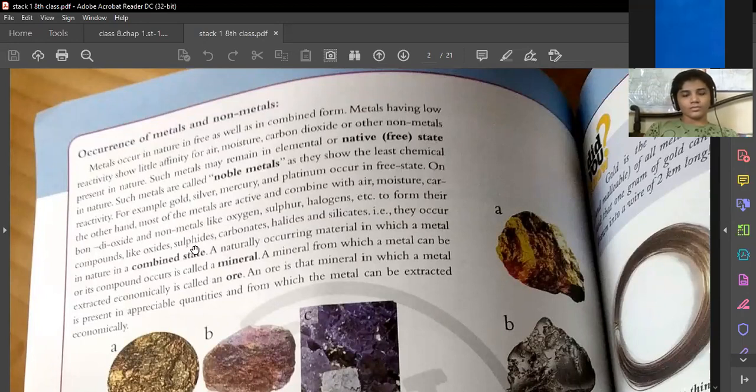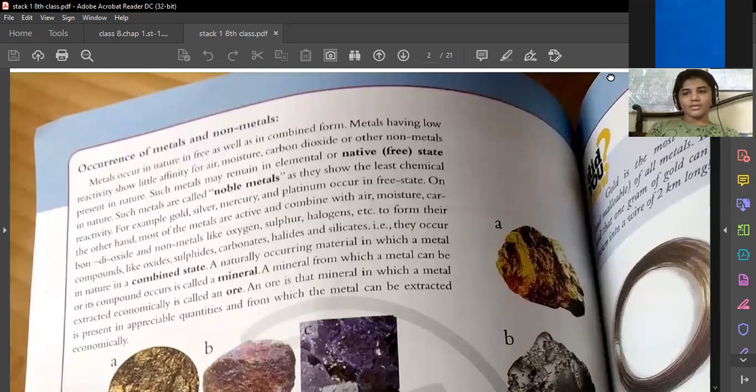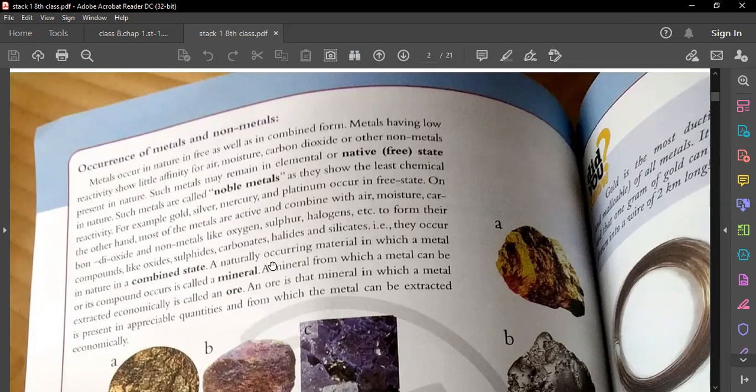Then what is the other name for the free state elements? Noble gases? Not noble gases, they are the noble metals. Noble gases are different. You can say inert metals. We should not say noble gases, because all the noble gases come under the non-metallic part only. So whichever metal exists in the free state is called a noble metal.